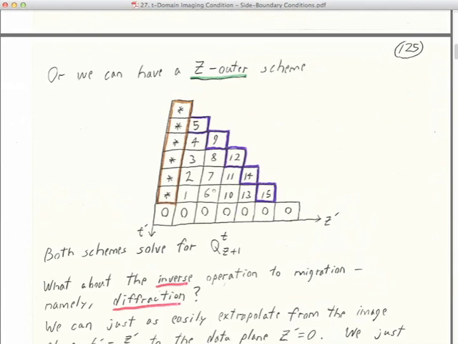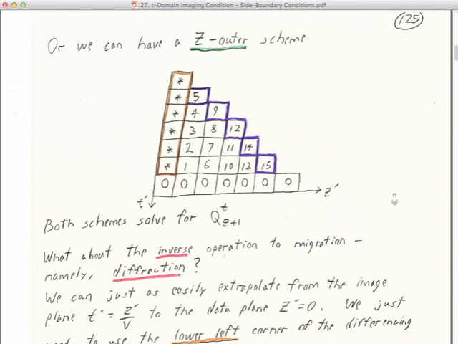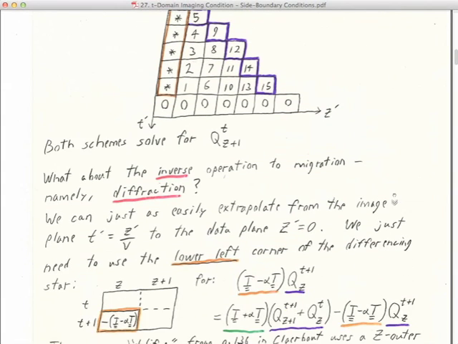And then we have these three. Number six is here. Eventually we have three, four, and eight, and we get nine. We start back down here again. Okay, that's a Z outer scheme. So we're looping. The inner loop's in time, the outer loop is in Z.